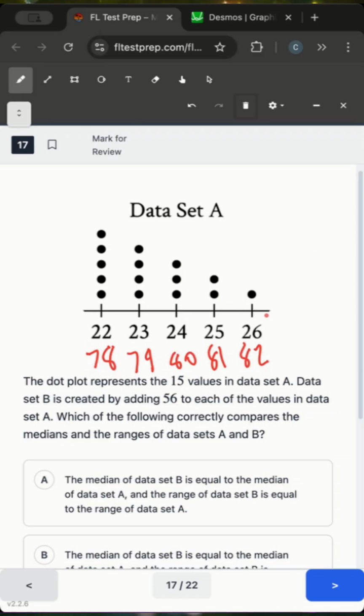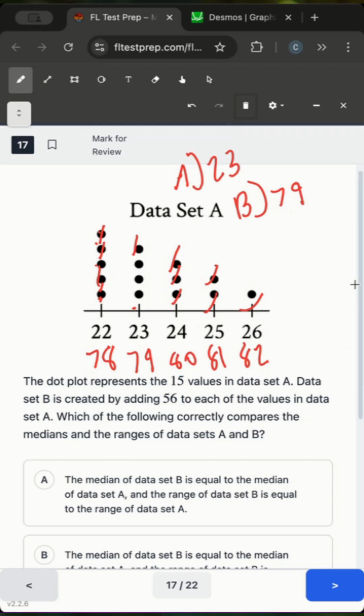Well, if I count outside in, the median won't change its position. It'll still be the same spot: 1, 2, 3, 4, 5, and so on from each side. So 23 is going to be the median of dataset A. In dataset B, it's now going to be 79 because we increased the values. We didn't add more values. We just increased the values we already had, two different things. So I know the median is going to increase.